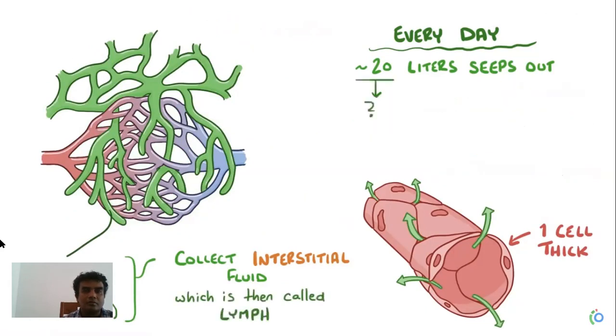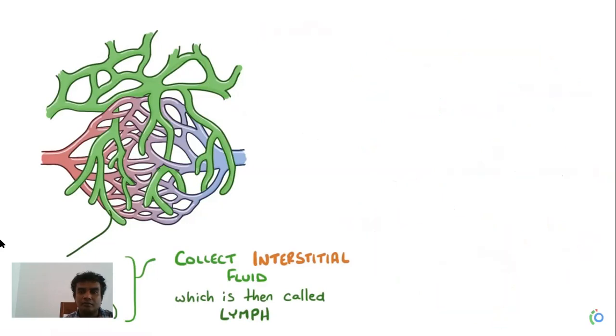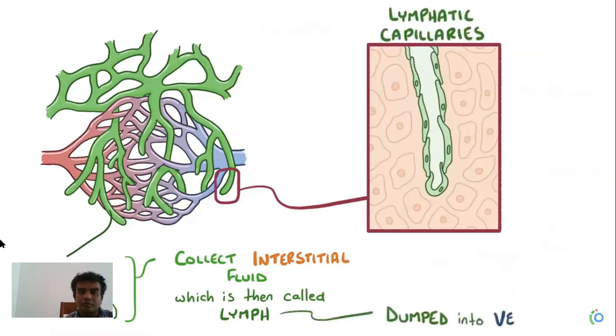Once the interstitial fluid is in the lymphatic vessels, it's called lymph. You might be wondering how there can be 20 liters of fluid seeping out each day if the blood volume is only 5 liters. Well, remember that the 5 liters is constantly in motion, and then it gets recycled over and over every single day. Unlike the circulatory system, the lymphatic system isn't a closed loop because fluid and proteins make their way into the microscopic lymphatic capillaries, and all of the collected lymph is dumped into the veins.